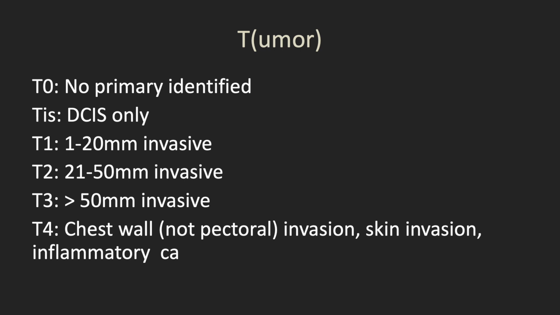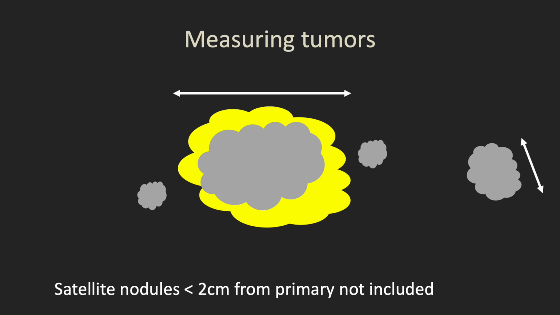T1, 1 to 20 millimeters of invasive. T2, 21 to 50 millimeters invasive. T3, more than 50 millimeters invasive. And T4, when there is chest wall, no, not pectoral, and we'll come back to that, invasion, skin invasion, or inflammatory breast cancer. Just a couple of notes on measuring tumors.